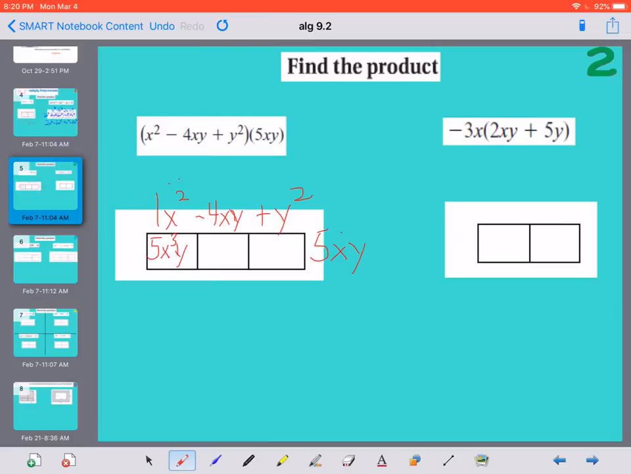Here, 5 times negative 4 is going to be negative 20. 1x times 1x is going to be x squared. And 1y times 1y is y squared. Then 5 times 1 is 5. No x's, so I'm just going to put 1x. And 2y's plus 1y is going to give me y cubed. So 5x cubed y minus 20xy plus 5xy cubed.